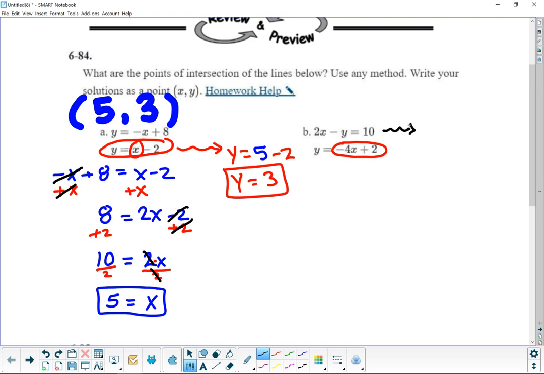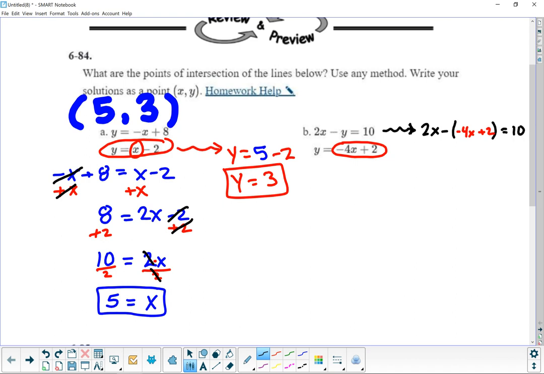So the top equation is going to look something like 2x minus, and then instead of y, I'm going to write down negative 4x plus 2. Actually, I need a little bit more space. So again, I'm copying down 2x minus, and then instead of y, I'm going to write down negative 4x plus 2. And then copy the rest of it, equals 10.